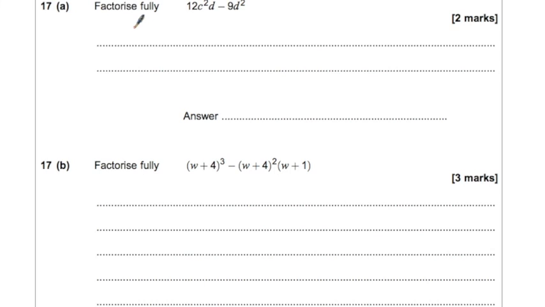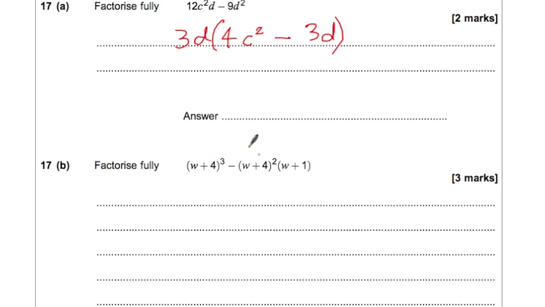Right, on to 17a. Factorise fully 12c squared d minus 9d squared. So I reckon we can factorise out a 3 and also d. So the first one's going to be 4c squared, and the next one's going to be minus 3d.